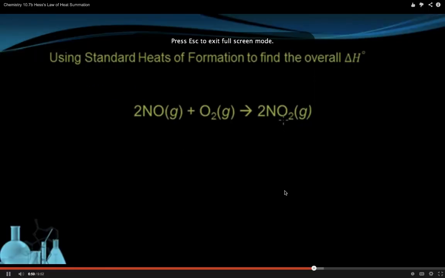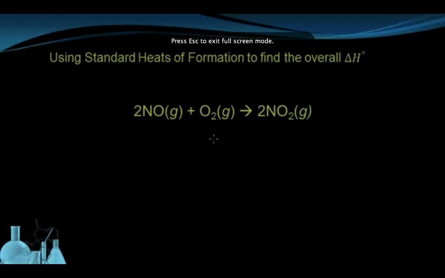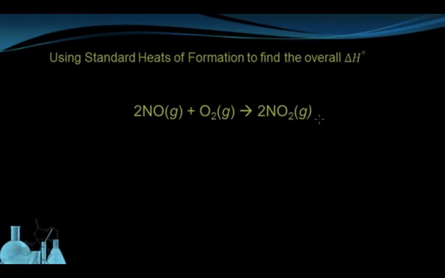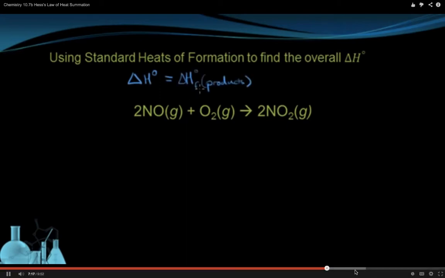In this example equation, there's a way to use the standard heats of formation for NO, O2, and NO2 to find the overall standard heat of reaction for this reaction. And that looks like this. The standard heat of reaction is equal to the standard heats of formation of all the products minus the standard heats of formation of all the reactants. So I'm going to need to know the standard heats of formation for all the reactants and the products.